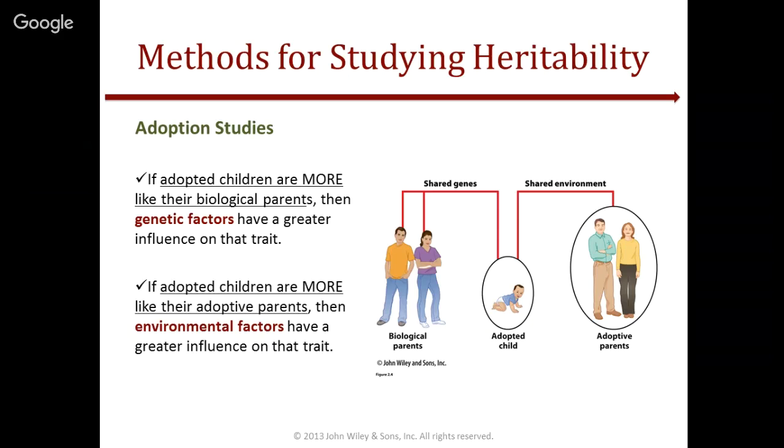So here's the adoption study and what this looks like. In this particular study, it just talks about how even with adoption, even though you may not have the same genetic makeup, there are environmental factors that may play a role in the way that you are, as well as your genetic factors. So the first one says if adopted children are more like their biological parents, then you see those genetic factors having a greater influence on the way that they behave or their personality traits.